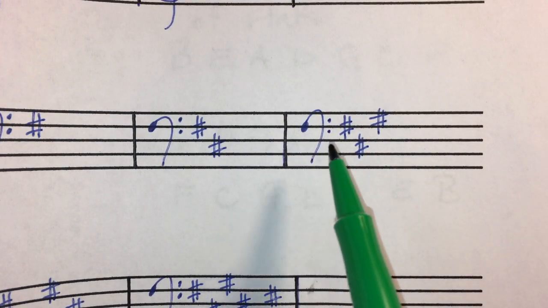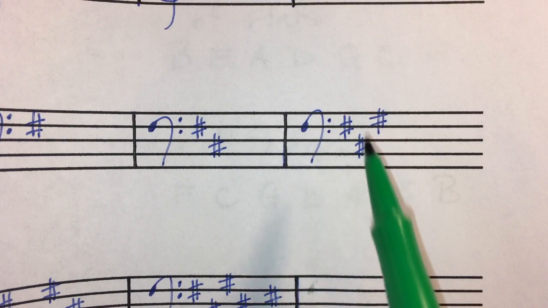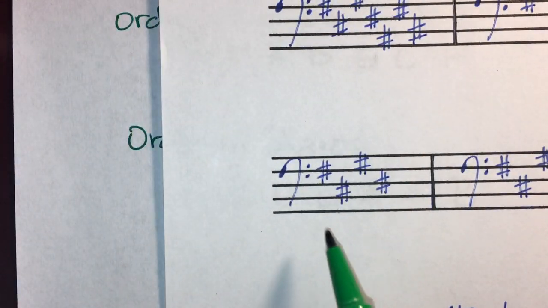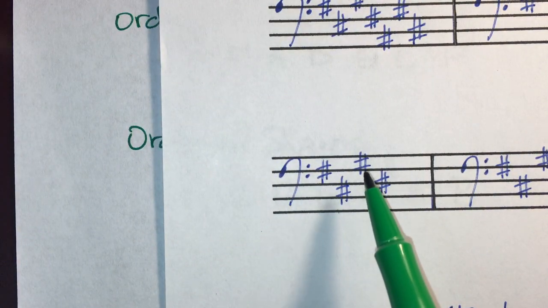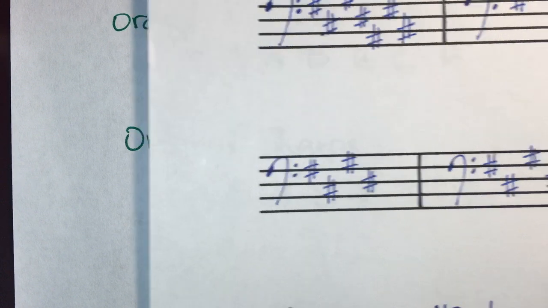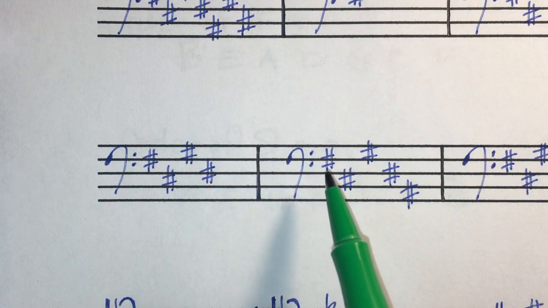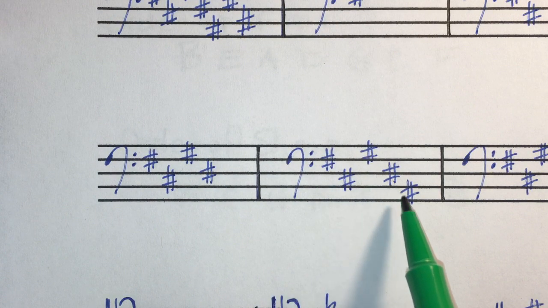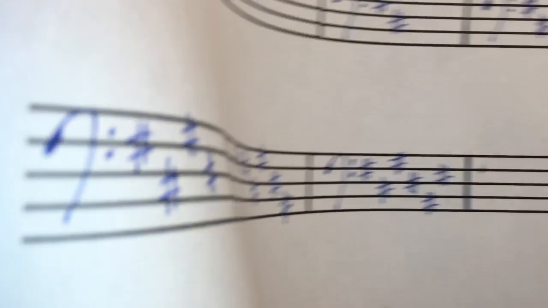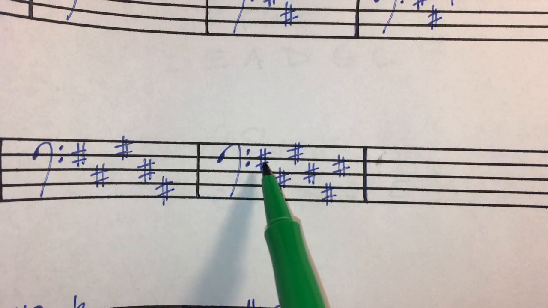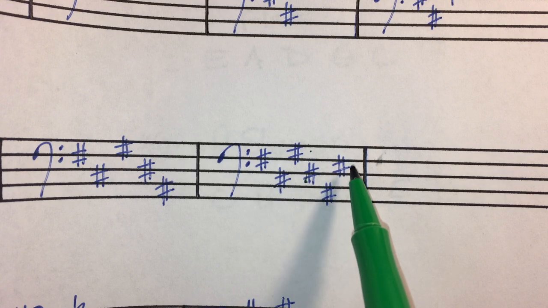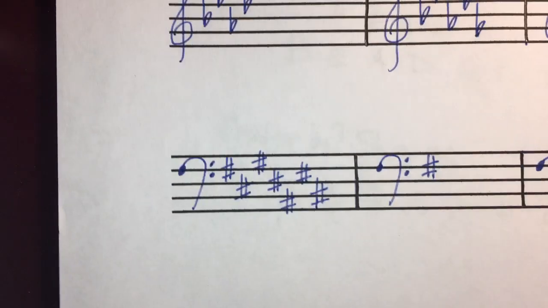Three sharps, F, C, and G. Four sharps, F, C, G, and D. Five sharps, F, C, G, D, and A. Six sharps, F, C, G, D, A, and E. And then seven sharps was here at the beginning.